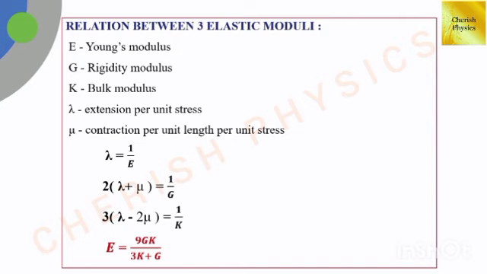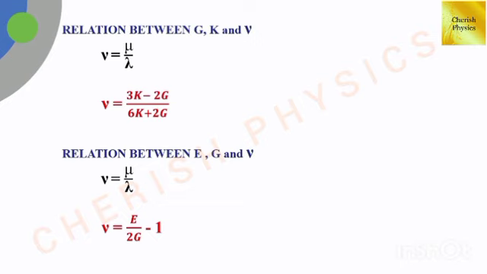The very important formula, the relation between the three moduli E, G and K, is E equals 9GK divided by 3K plus G. Note down this formula, it is a very important one. Next, let us see the relation between G, K and nu. Nu equals mu by lambda. Hence, nu equals 3K minus 2G divided by 6K plus 2G. Next is the relation between E, G and nu. Nu equals E divided by 2G minus 1.